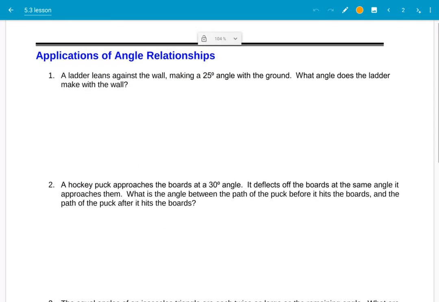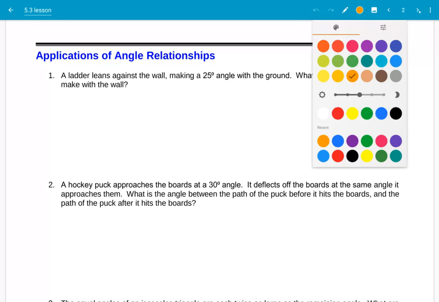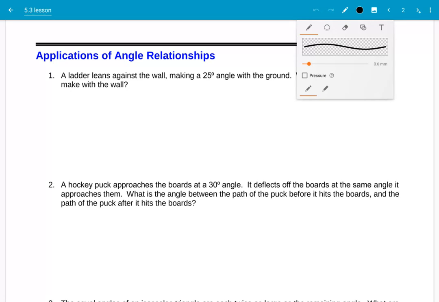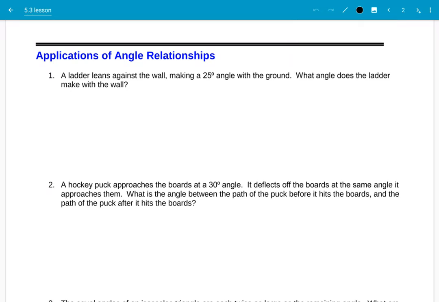A ladder leans against the wall, making a 25-degree angle with the ground. What angle does the ladder make against the wall? Now, some of you are going to be really comfortable drawing these diagrams, and some of you are going to feel really uncertain. And that's normal. You get better with it as you practice.